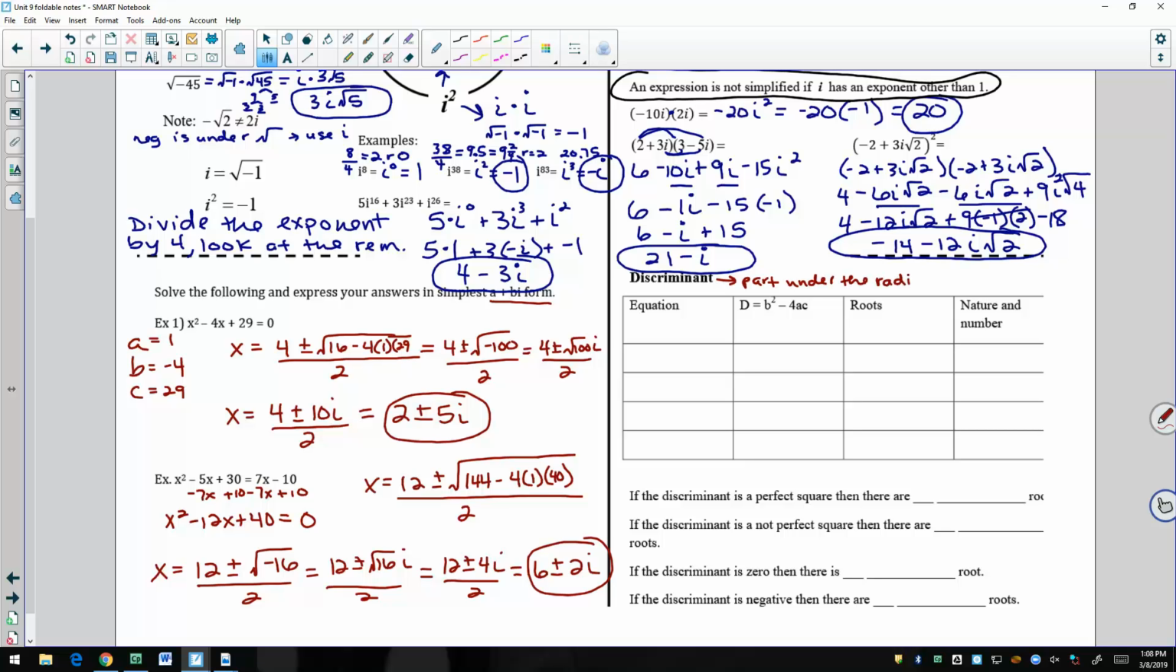So it is only, it doesn't include the radical, it's just the part that's under it. So it's just the b squared minus 4ac. It is important that you realize that if we know what type of number is under the radical, we now know what type and how many roots there will actually be to our quadratic.